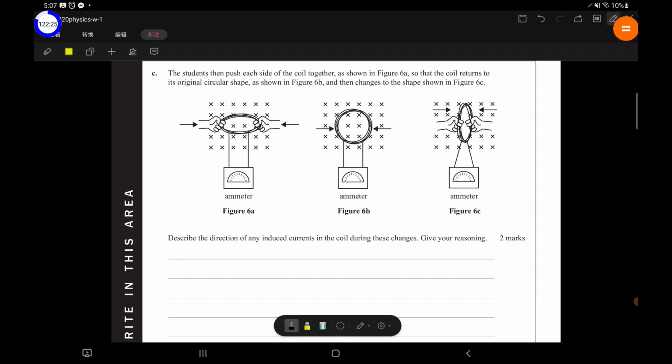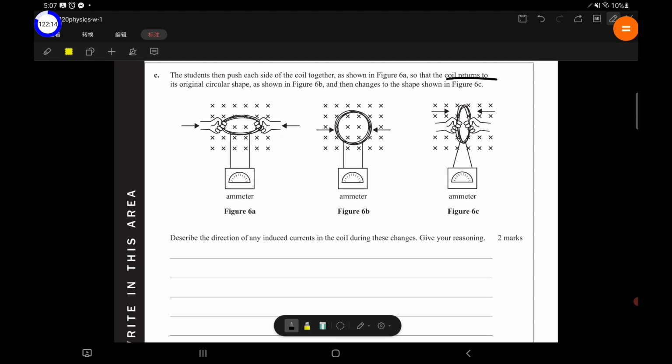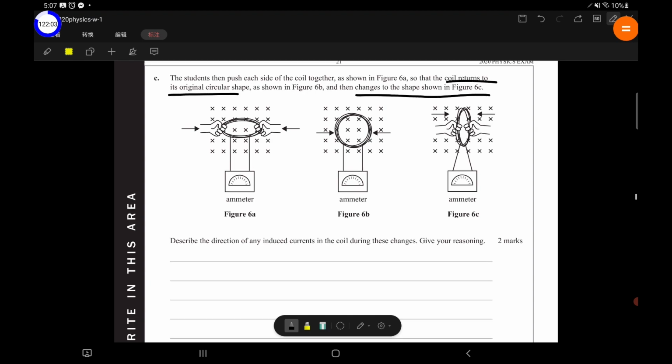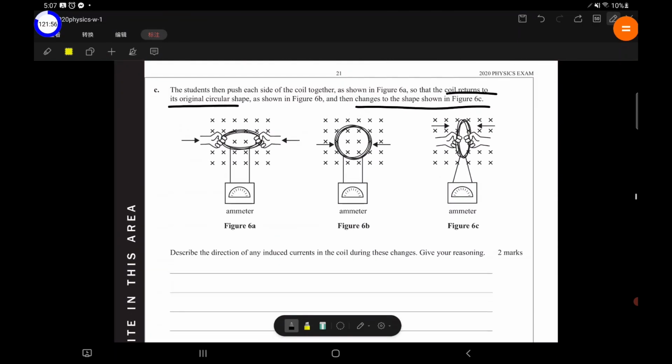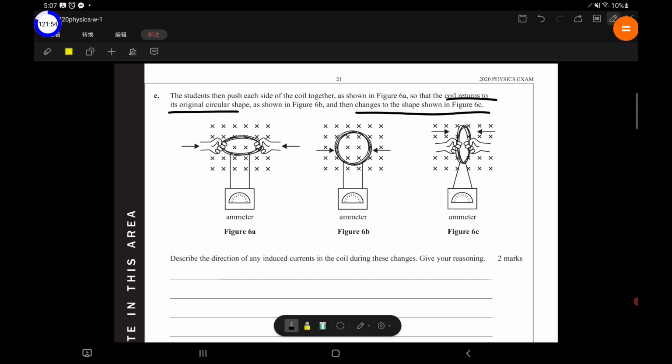All right, so part C. Very similar question, as we can see just from a quick glimpse of the diagram. The students push each side of the coil together, as shown in figure A, and the coil returns to the original shape temporarily, and then changes to the shape shown in figure C. Essentially, the students now start to squeeze the coil inward instead of stretching it out. So before they were stretching the coil outward, now they're squeezing the coil inward. So what is the result of this?